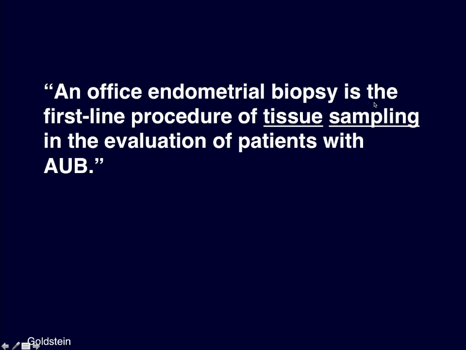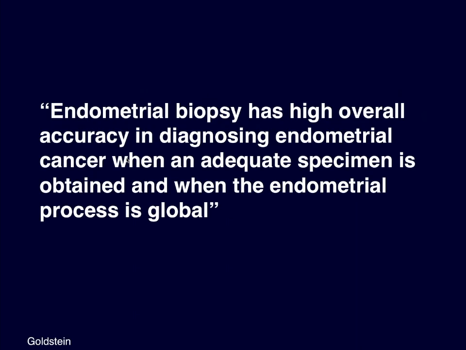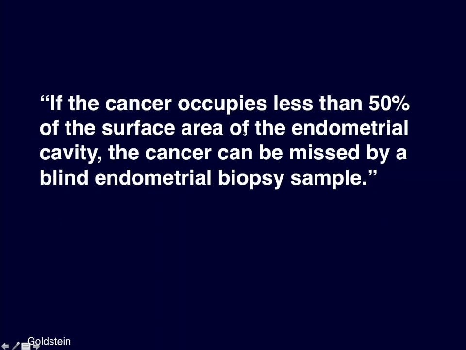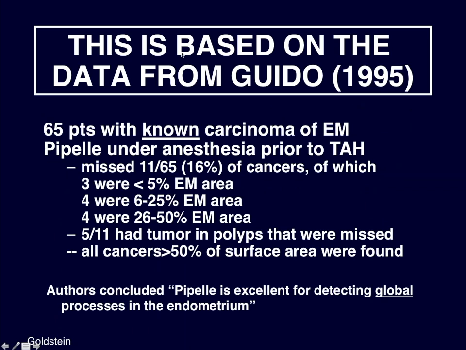It does say that an office endometrial biopsy is the first-line procedure of tissue sampling in the evaluation of patients with abnormal uterine bleeding. Endometrial biopsy has high overall accuracy in diagnosing endometrial cancer, but look at this. When an adequate specimen is obtained and when the endometrial process is global. If the cancer occupies less than 50% of the surface area of the endometrial cavity, the cancer can be missed by a blind endometrial biopsy sample. And as we've already alluded, this is all based on that wonderful study from Guido, where they missed 16% of cancers, but they were all less than 50% of the surface area.